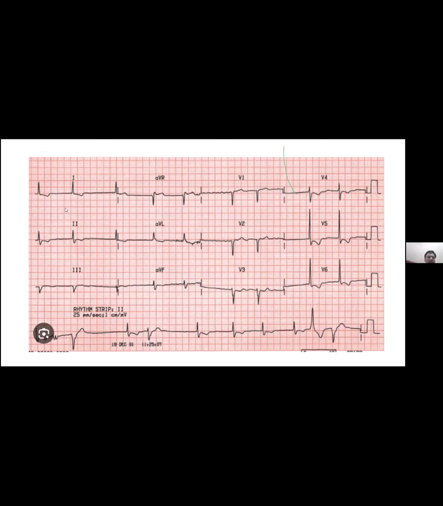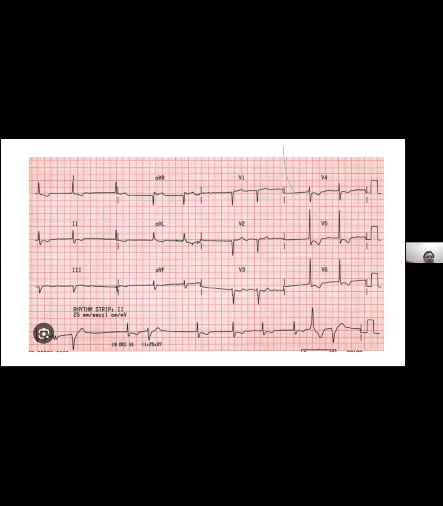Look at the P wave here. There is no P wave in lead 1, no P wave in AVR. So it means the sinus node is not functioning. Simple. The first step in looking at your ECG will give you a simple answer. The P wave is not there, so it means the sinus node is not functioning.